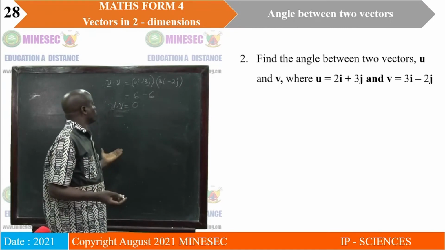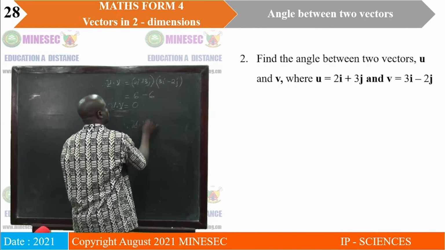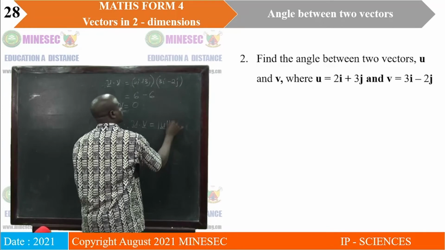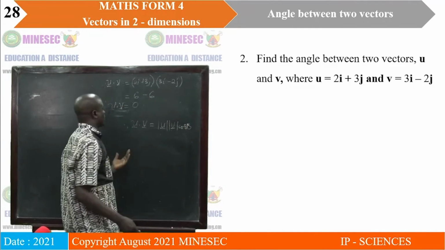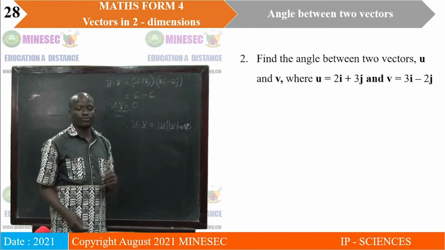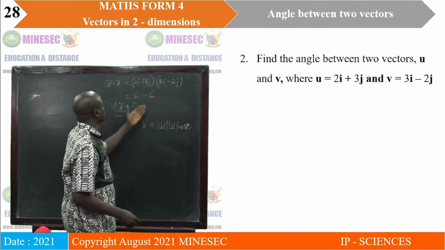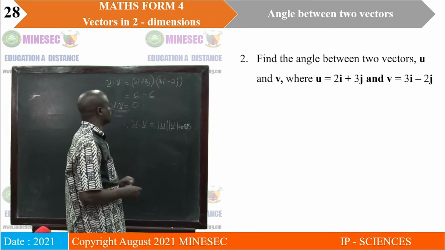Now, we don't even need to go into that formula u dot v is equal to magnitude of u times magnitude of v cosine theta to get theta from there. We already came across the fact that when this is 0, it means that those two vectors are perpendicular. So it means the angle between them is 90 degrees.